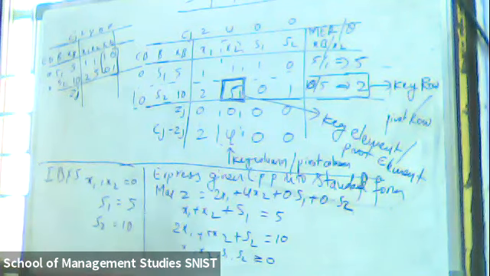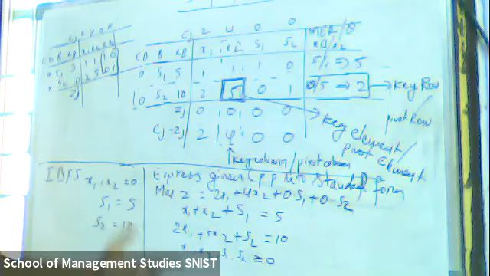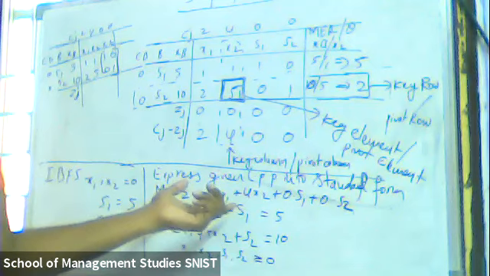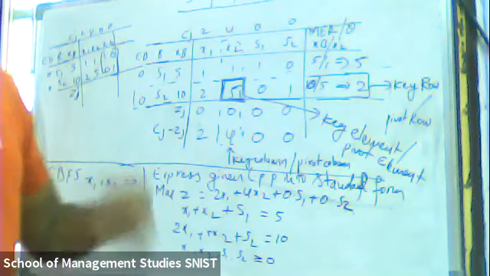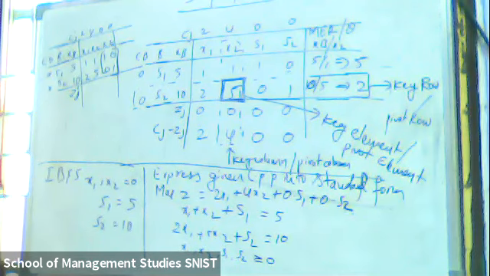So when are you going to stop? Until you get 0 or negative values in the Cj minus Zj. Which is why the simplex method has another name, the iterative method. We are repeating the same procedure, right? So which is why it is called the iterative method. One more name of the simplex method is the iterative method. Okay? Clear? Do you have any questions? Please ask me now.